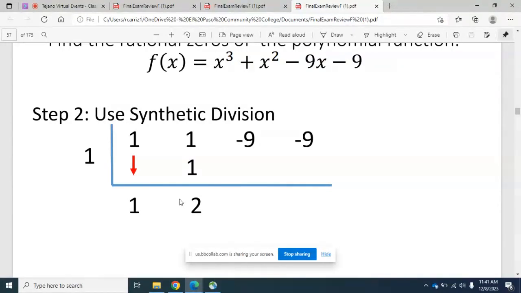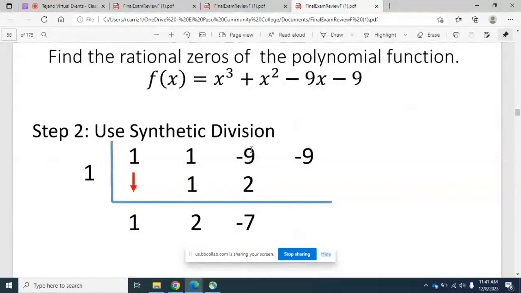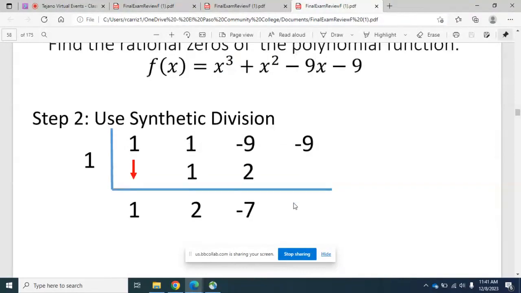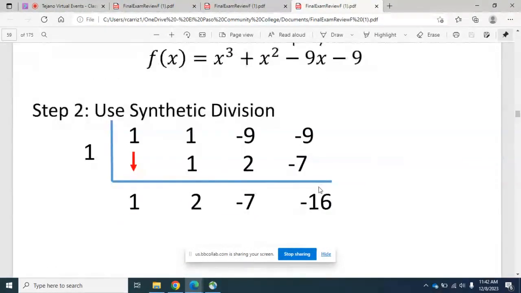Then I do it again. 1 times 2 is going to be 2. And then I'm going to add the -9 with a 2, which is going to give me the -7. I'm going to do it again. 1 times a -7 is a -7. And -9 plus -7 is -16. So what this tells me, since this is my remainder, the last value here is called our remainder. Since we have a remainder, then that means that 1 is not a zero of this polynomial.